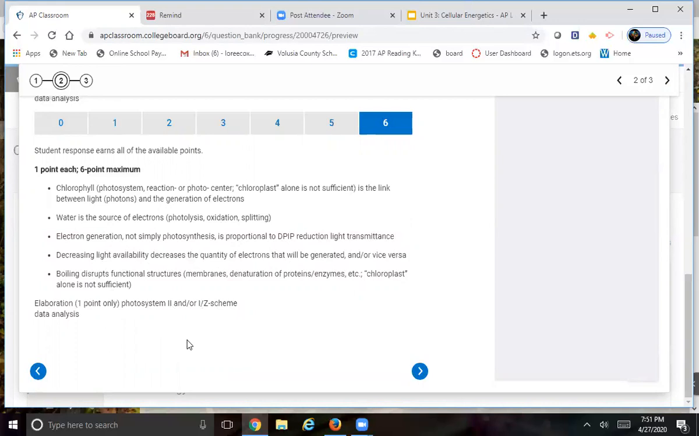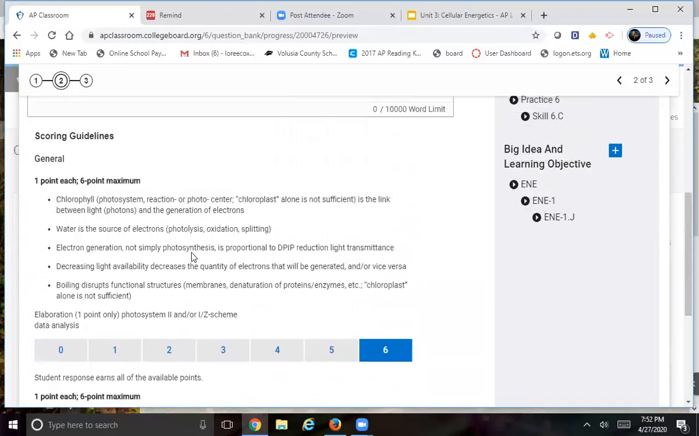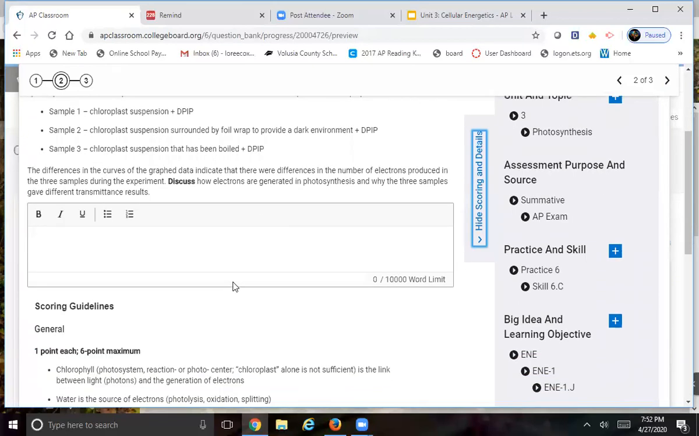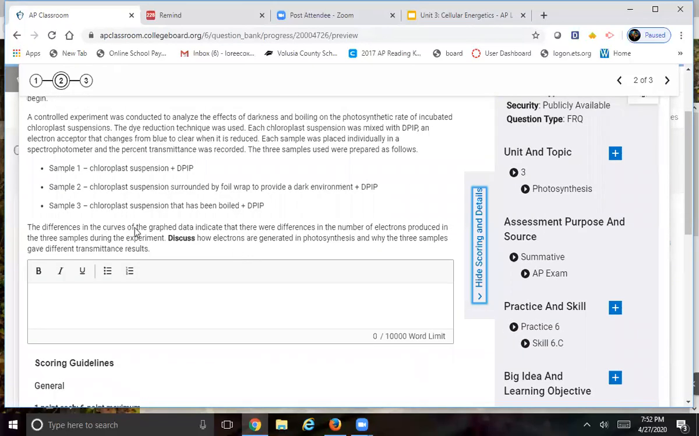Okay, so it told us in the question that as DPIP goes from blue to clear, it's accepting electrons. Well, where are the electrons coming from? Photosynthesis. So how is transmittance tied to this? Okay, so transmittance says that if we have a chloroplast suspension that's not wrapped in foil with DPIP, we should have a high level of transmittance, because this is going to be clear, going completely to clear from blue, right?